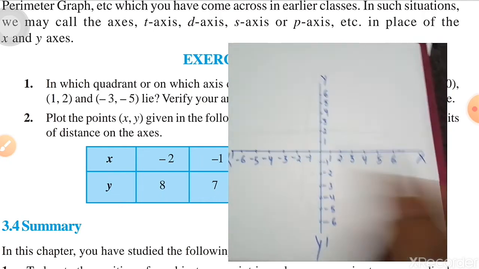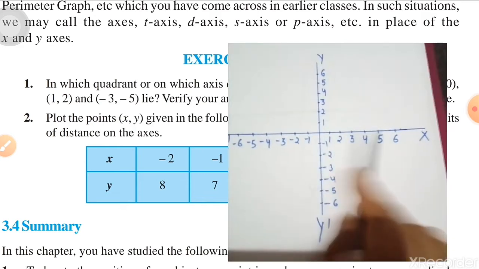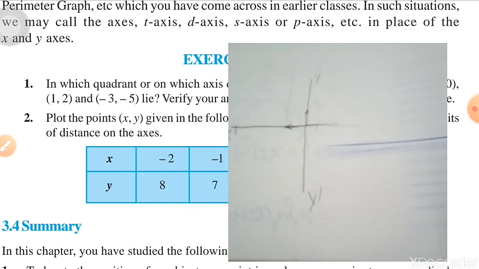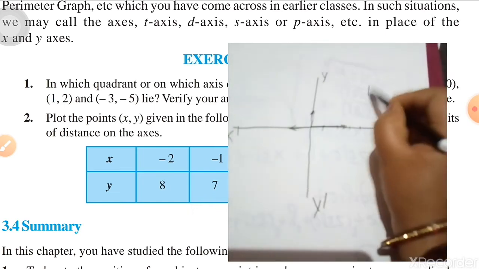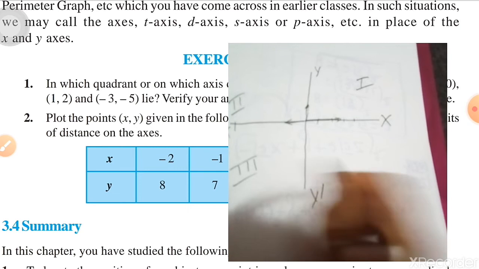You can see that this is the x-axis and this is the y-axis. We will locate these points: 1, 2, 3, 4, 5, 6, minus 1, 2, 3, 4, and 1, like this, and these are known as the quadrants. This is the first quadrant, this is the second quadrant, this is the third quadrant, and this is the fourth quadrant.